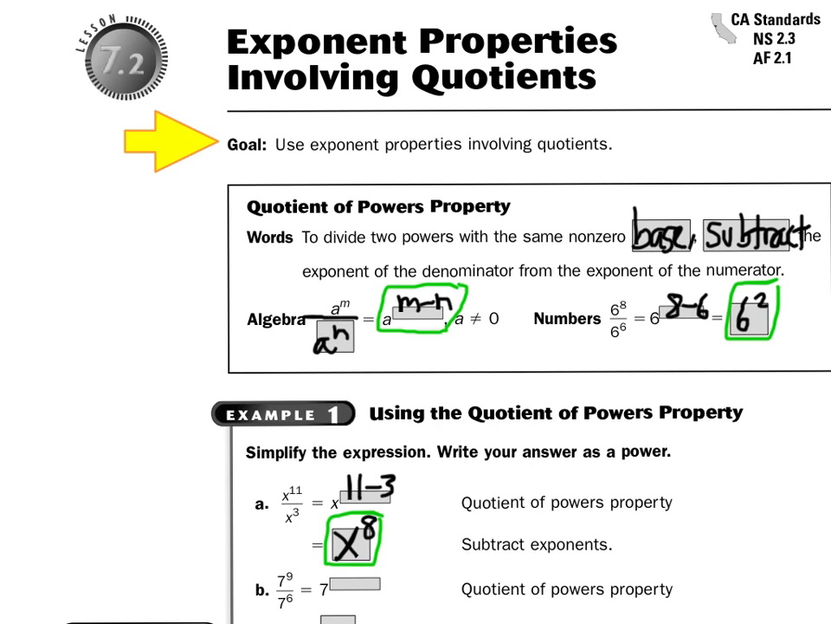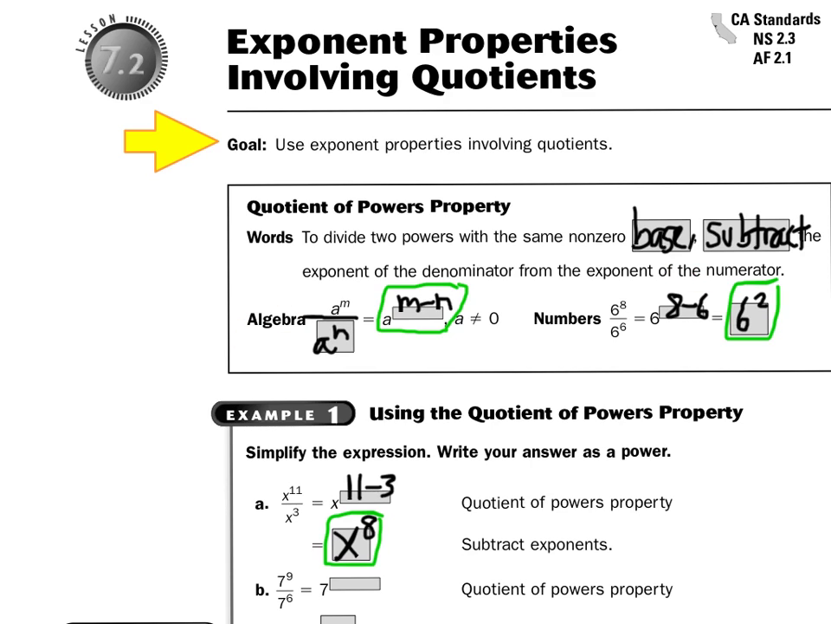Hello, you guys. Let's talk about 7.2 exponent properties involving quotients. So take a look here in words. To divide two powers with the same non-zero base, subtract the exponent of the denominator from the exponent of the numerator. So the order really matters.